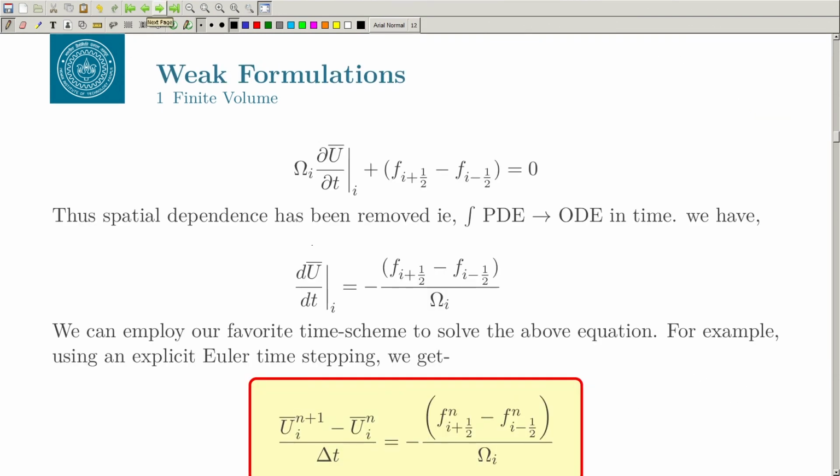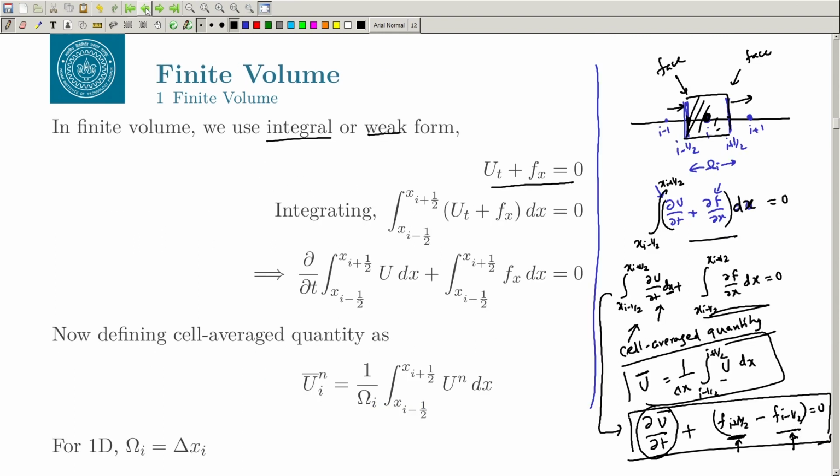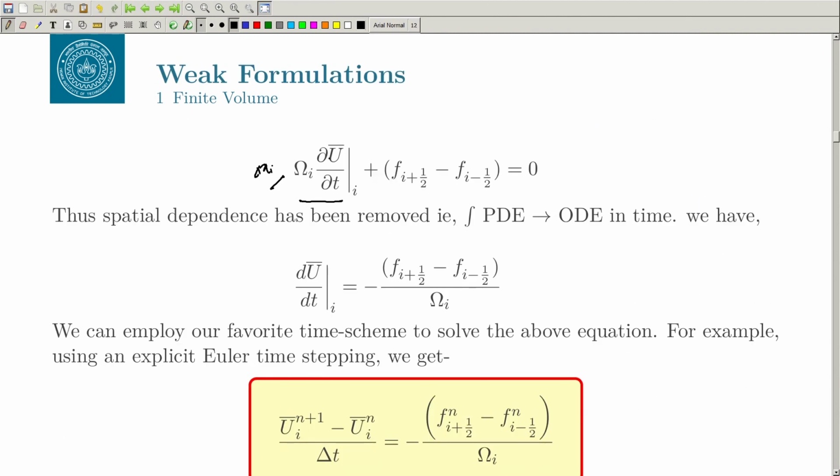Okay. So, now we have removed the spatial dependence. Here I have used the delta x I earlier. Yes, there will be delta x I here, because del u by del t is defined, I mean this will be u bar delta x. So, that is nothing but your cell volume. So, your omega I du bar I by dt plus f I plus half minus f I minus half equal to 0.